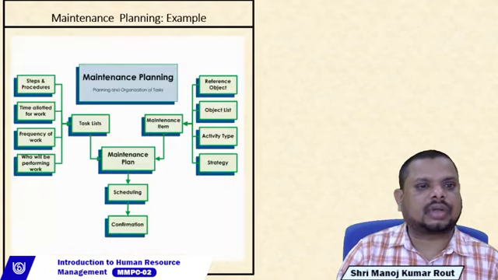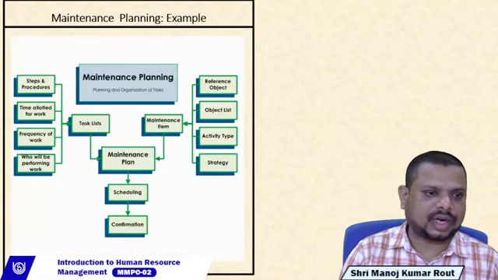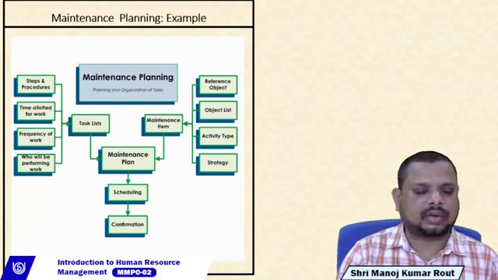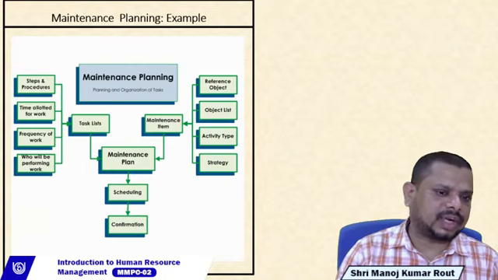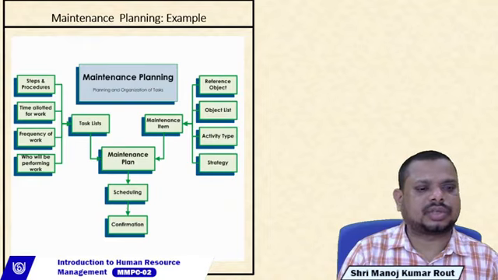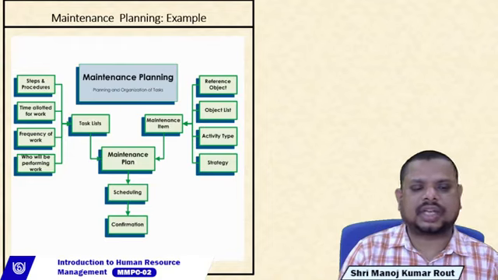Moving to the next one. This is a typical example of maintenance planning of a license. If you understand this particular concept, you can easily go through the fundamentals of maintenance planning. The first step is the steps and procedures. Time allotted for the work is there. Then frequency of work should be given. And the next one is who will perform the work. So these are basically planned by the maintenance managers.